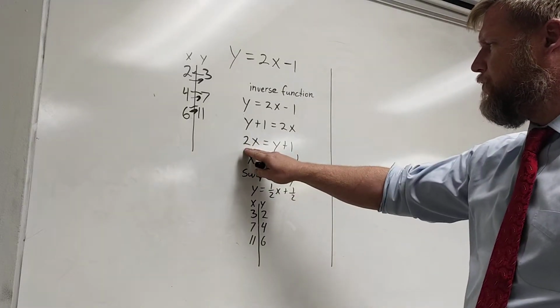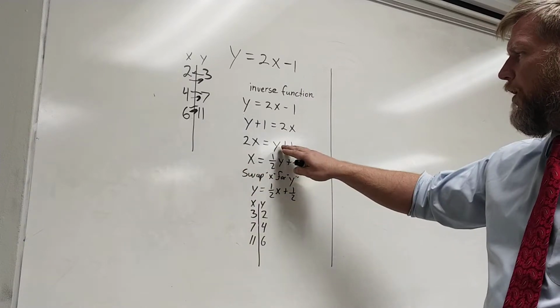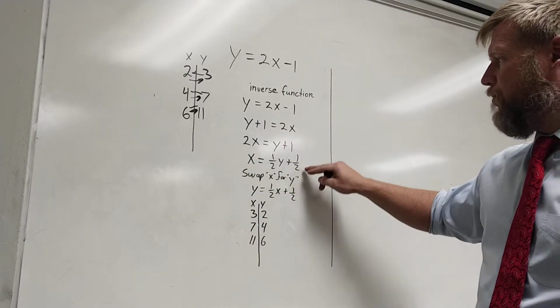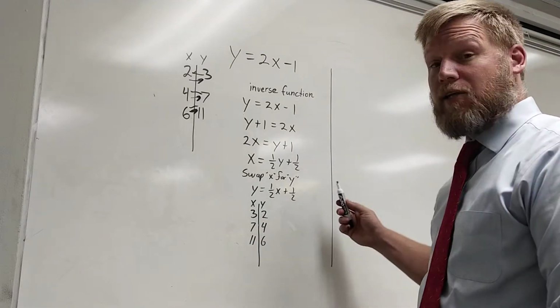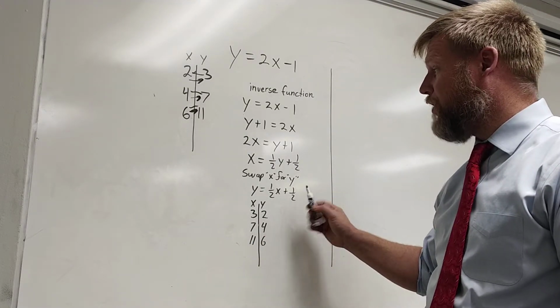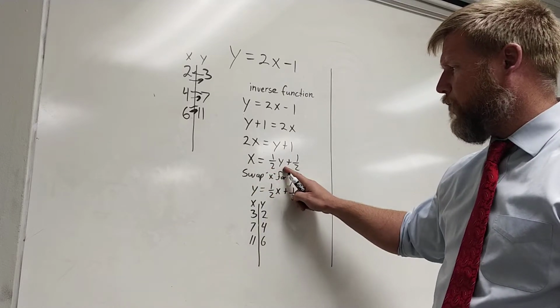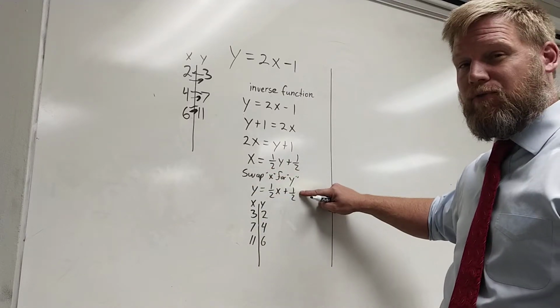I divide everything by 2. 2 divided by 2 is 1. y over 2 is 1/2 of y, and 1 over 2 is 1/2. Now, this is where the confusing part is. I will go ahead and swap x and y's values. In other words, the x becomes y and the y becomes x. That gives me the inverse function.